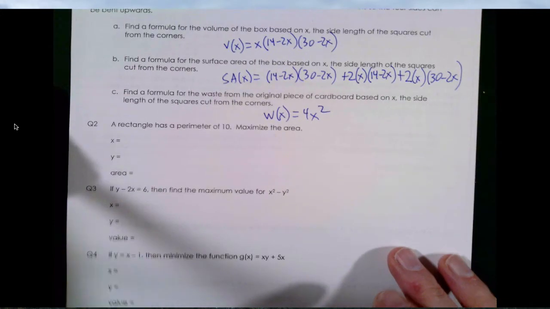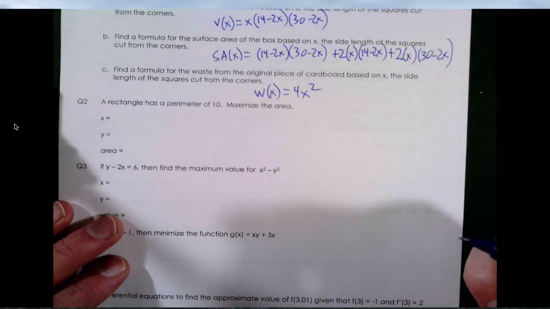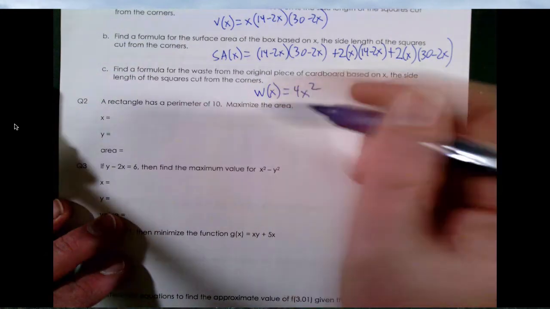A rectangle has a perimeter of 10. Maximize the area. A rectangle that has a maximized area turns into a square, so it's probably going to be a 2.5 by 2.5 square. So I already kind of know what the answer is going to be. Let's actually do some math and back it up.